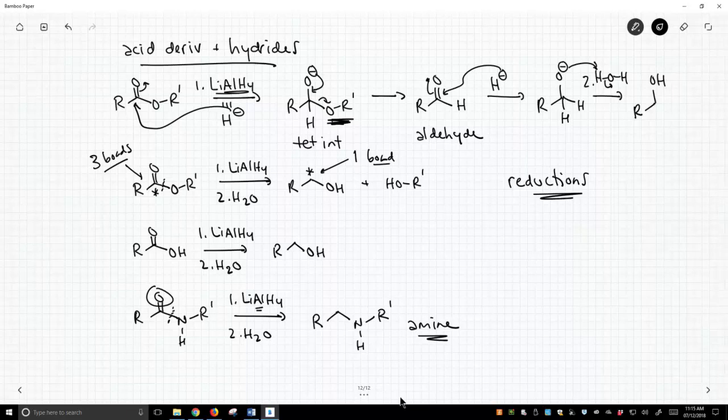But acid derivatives react with strong nucleophiles. That includes organometallics. It also applies to hydrides as well, and it's a fairly common reaction in organic chemistry.